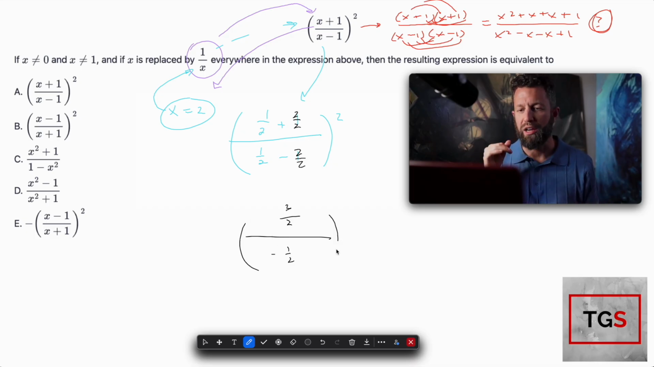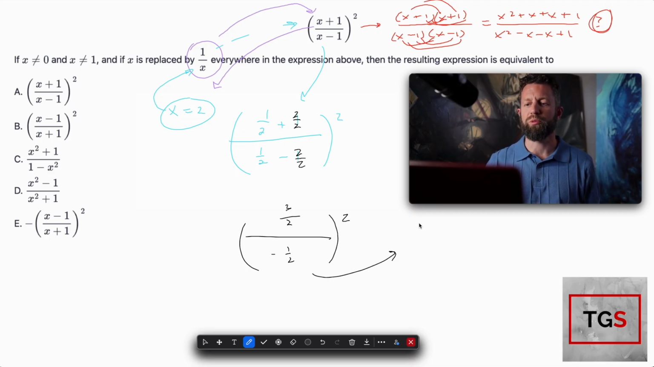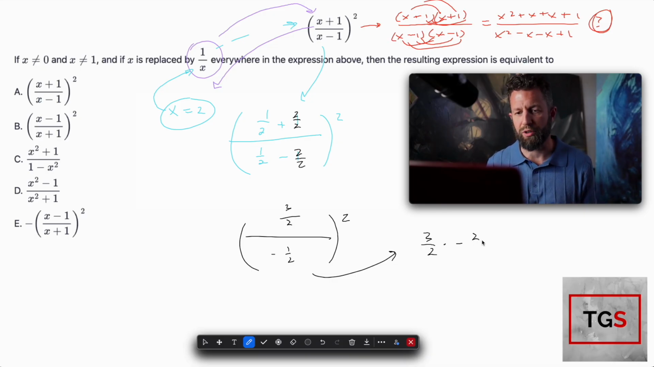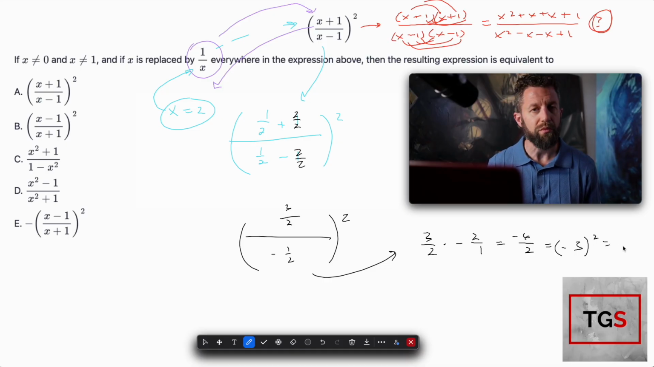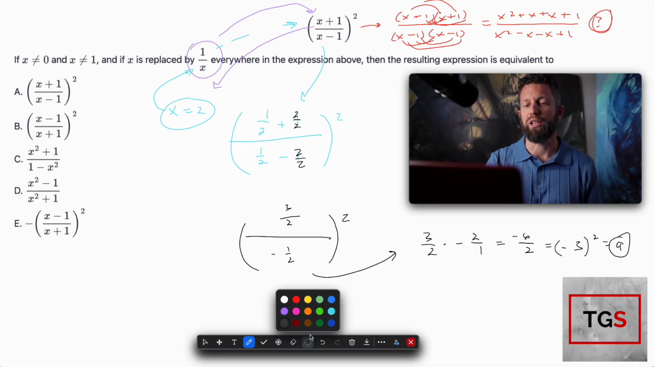Once again, when I divide by a fraction, that's the same as multiplying by the reciprocal. So I'll multiply 3 over 2 by negative 2 over 1, and that gets me negative 6 over 2. Again, feel free to check on that Math Basics fraction episode if it's been a while since you've multiplied some fractions. And negative 6 over 2 is negative 3. If I square that, I'll get positive 9. And at that point, I can then start testing the answers and seeing if any of them equal positive 9. So let's try A.